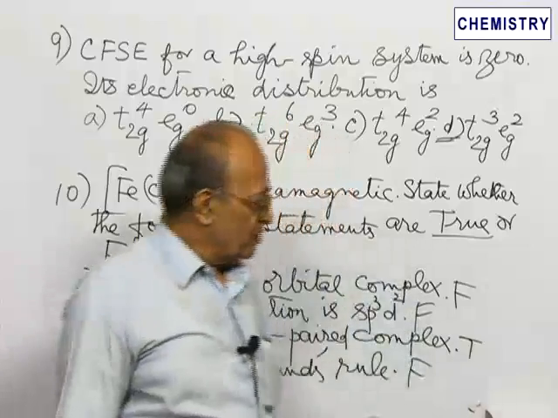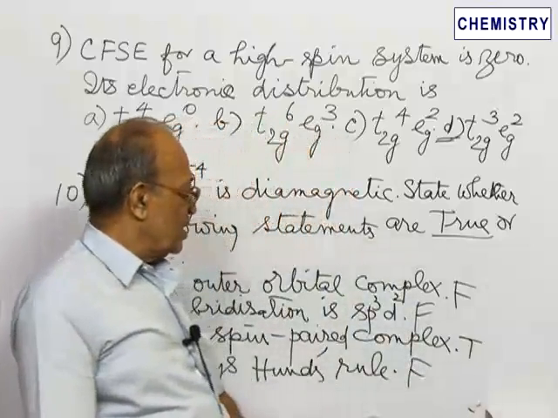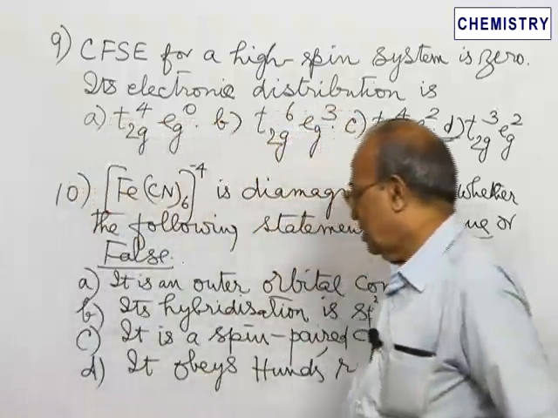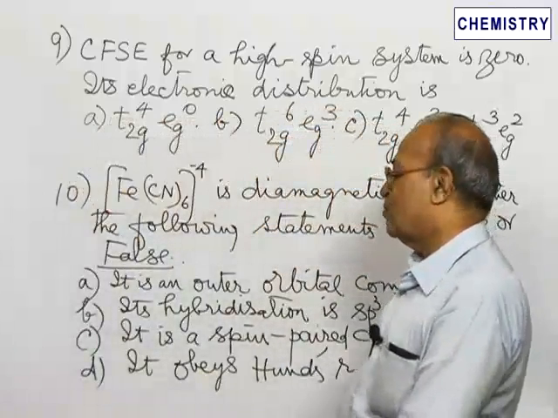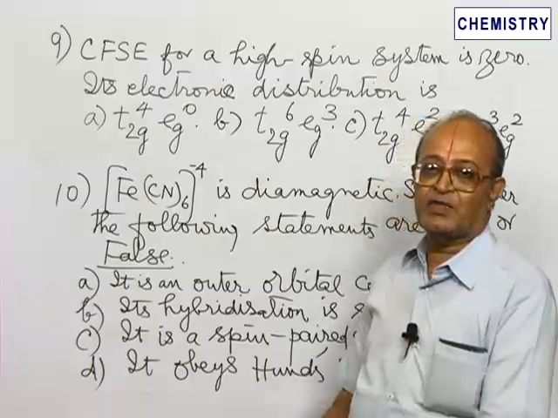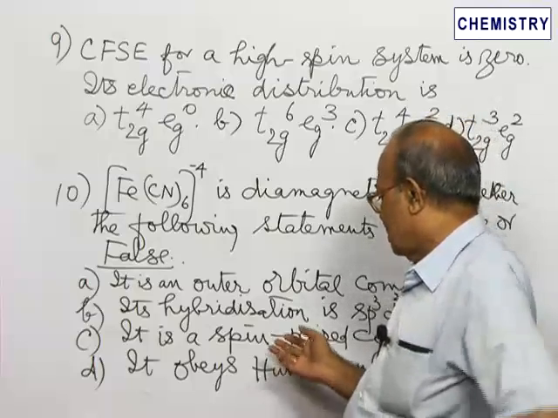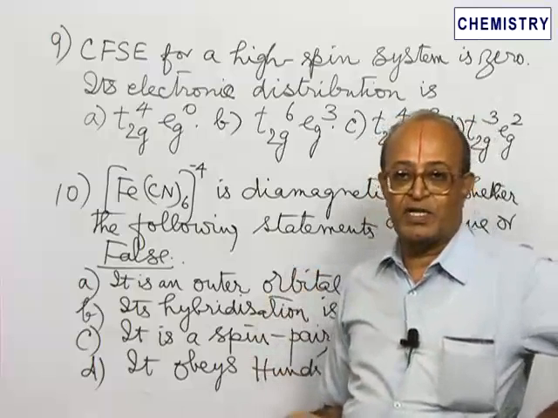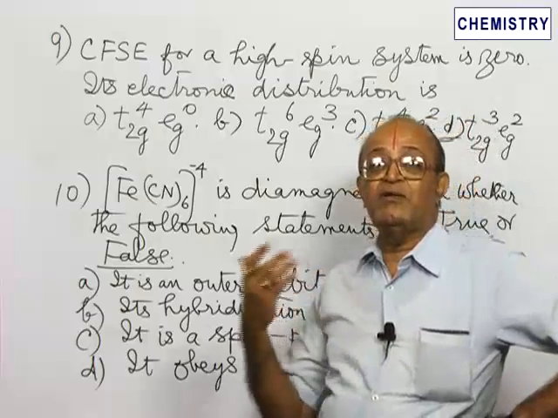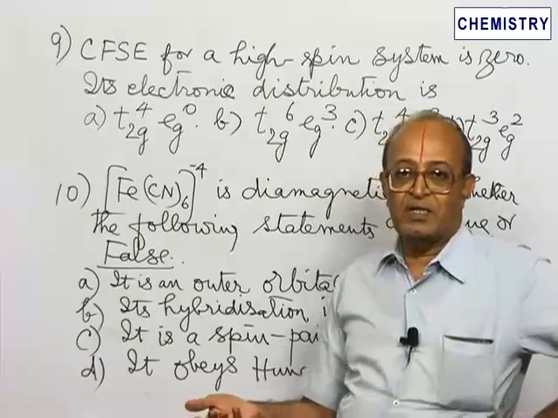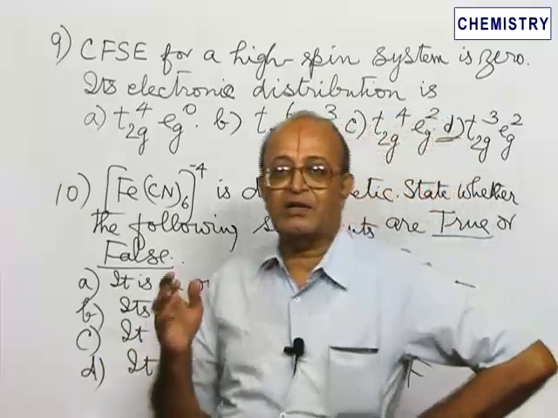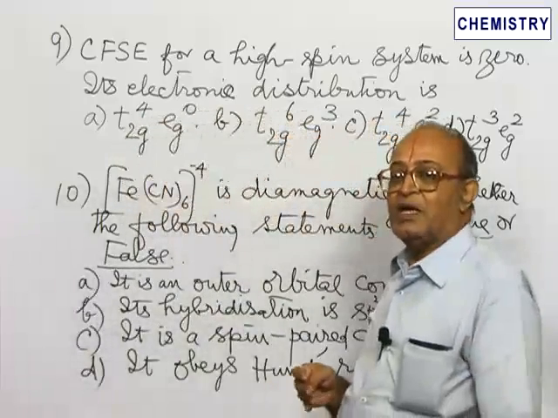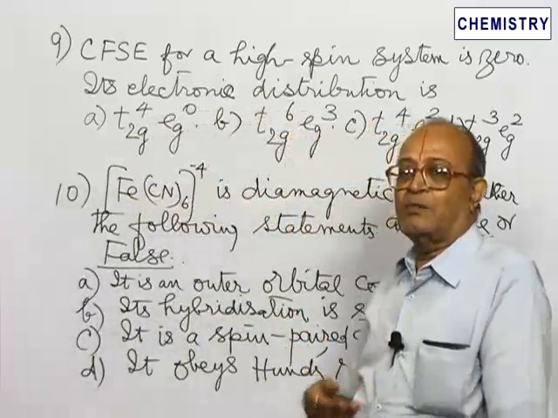So, from these four options, only one option is true, namely a spin paired complex. For diamagnetic species, we can also say it is a spin paired complex. For paramagnetic species, we say spin free complex. Spin paired means the electrons are paired. Spin free complex means there should be at least one unpaired electron.